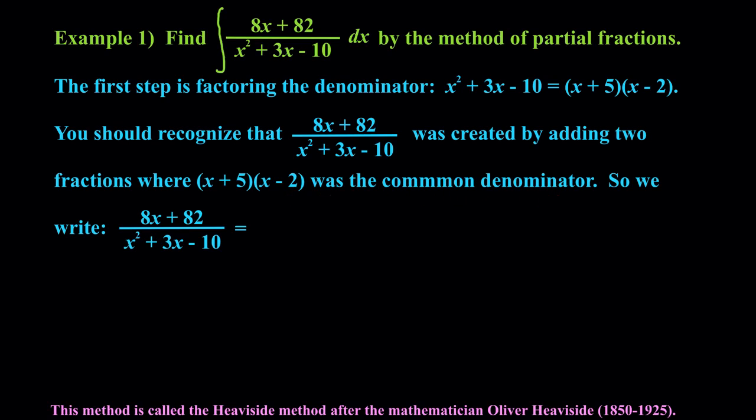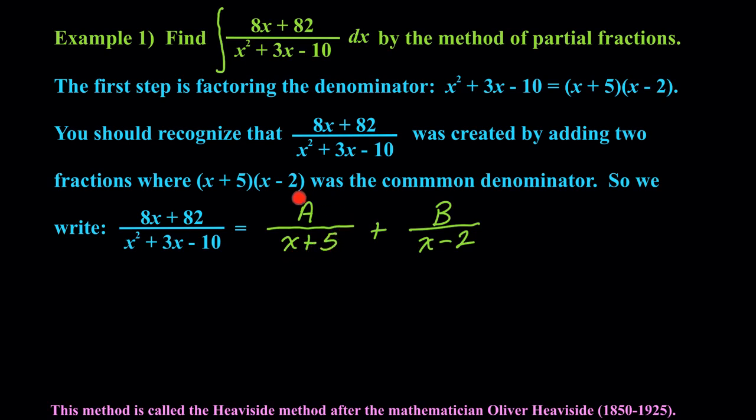All right, so what we're going to do is we're going to write this fraction as something over x plus 5 plus something over x minus 2. And we said on the previous slide that there will be a constant on top of each fraction, so we're going to just let that constant be represented by a and b for those constants.